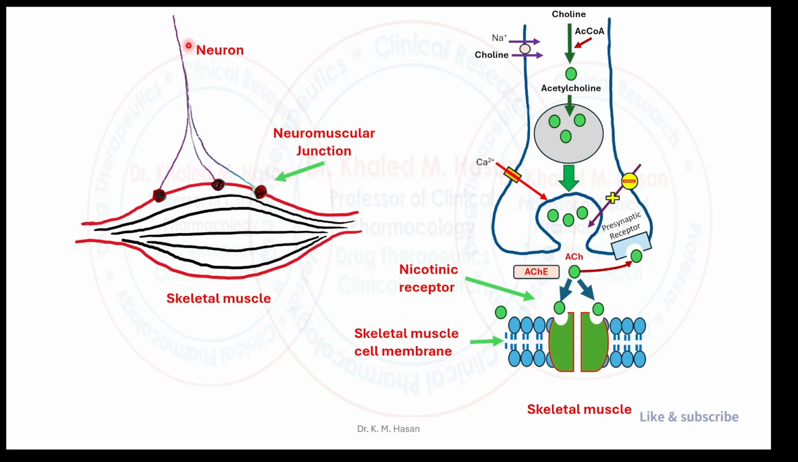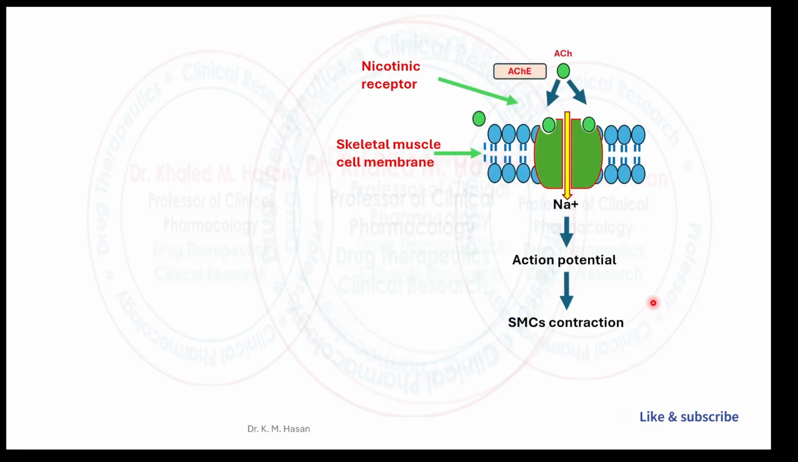Now, when the acetylcholine is released, it activates the nicotinic receptor and causes an action potential. So I will go to the slide here. The acetylcholine is released in the synapse. You can see here the green ball, the acetylcholine, binds to the nicotinic receptor.